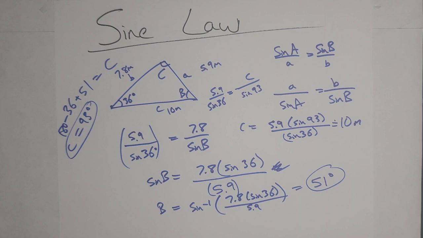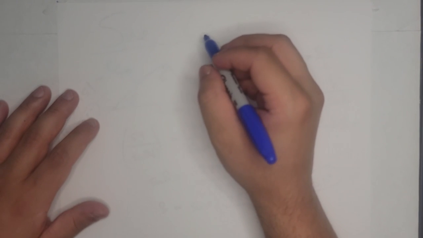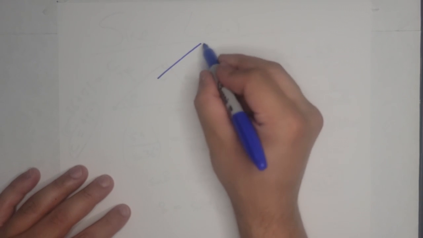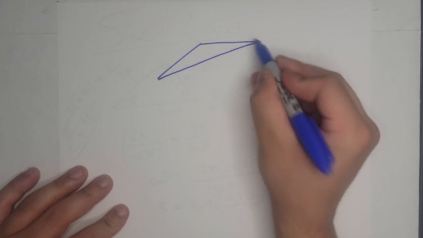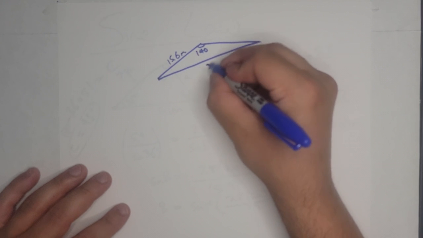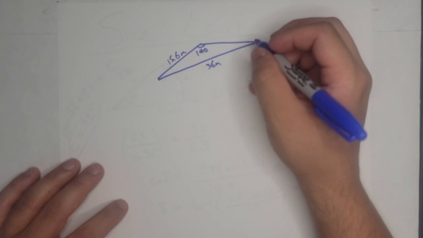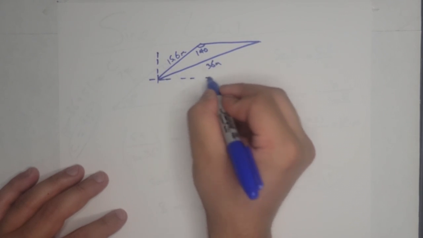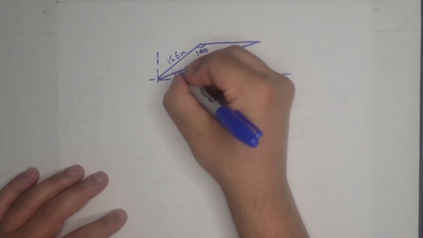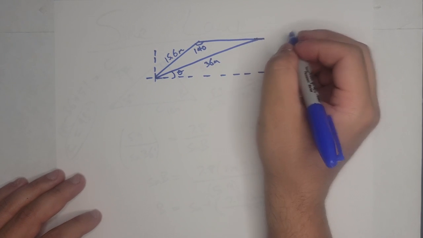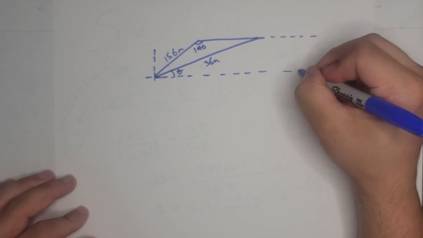So, let's look at another example of another triangle. Let's do one with a bigger angle. Let's say this angle is 140 and I have this 15.6 meters here and 36 meters here. So, let's say that this is an imaginary axis and I want to find out the angle here. How am I going to do so? And let's say this line here is going to be parallel to the ground.